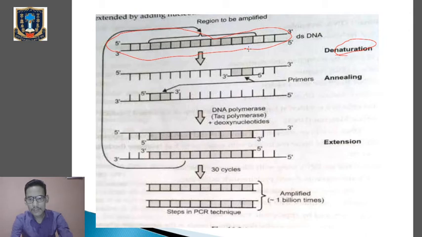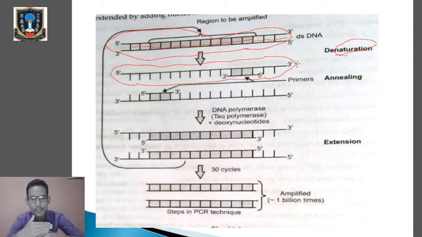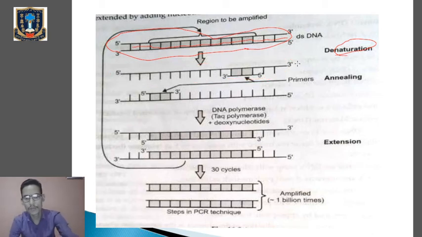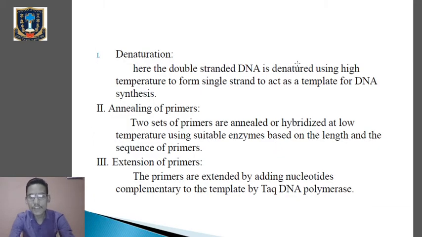During denaturation, by applying heat, the hydrogen bonds between the complementary strands of DNA will be broken down, and as you can see, the single-stranded DNA is formed. So this is called denaturation. The hydrogen bond between the DNA strands will be broken down and it will form single-stranded DNA. This is the first step of PCR, that is denaturation.